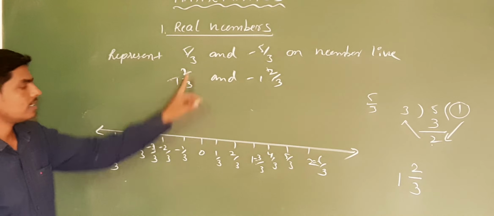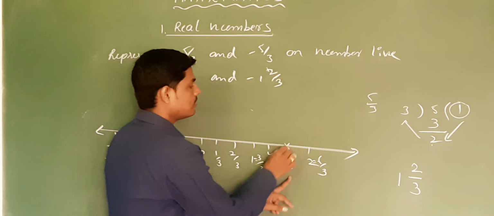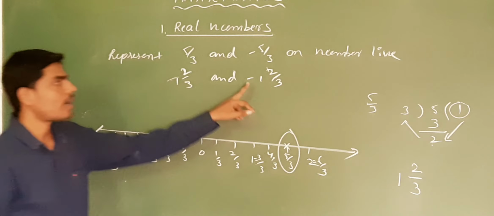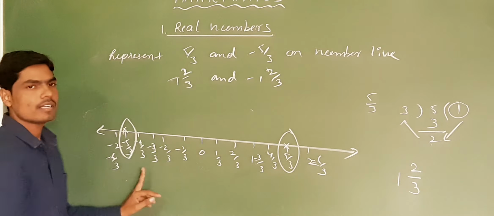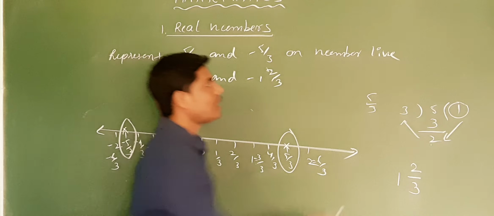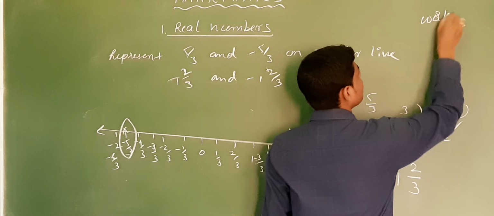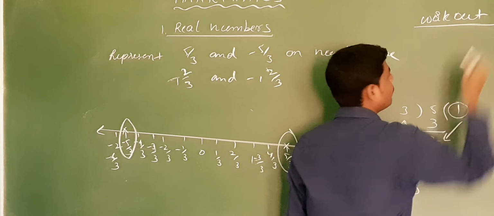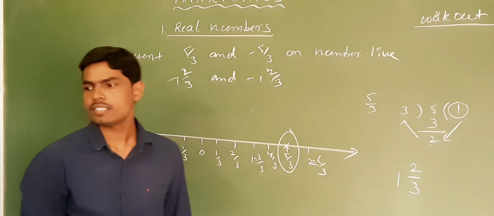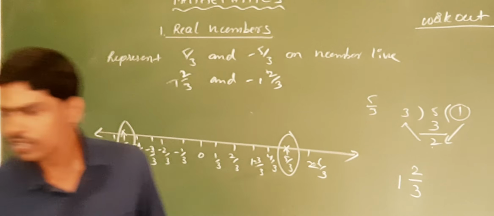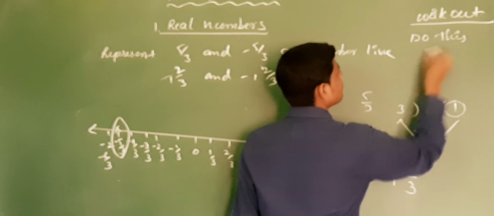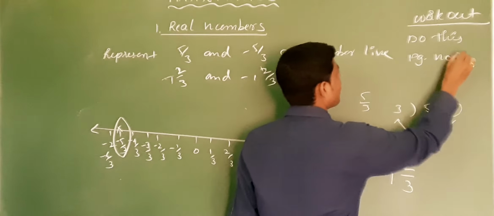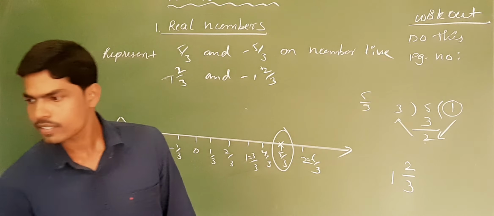5 by 3 on the right side, this one. Next minus 5 by 3, like this. So you can work out model problems like this at home. Do this. Page number 3.